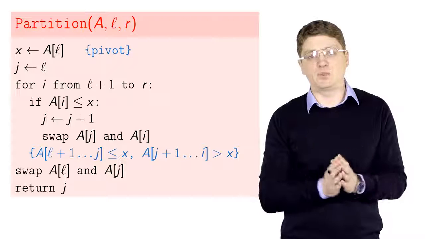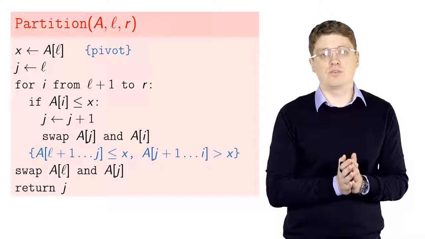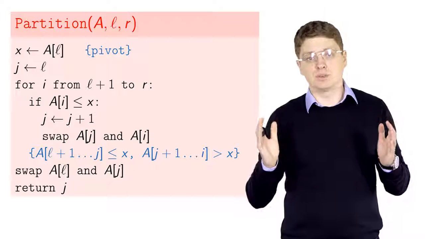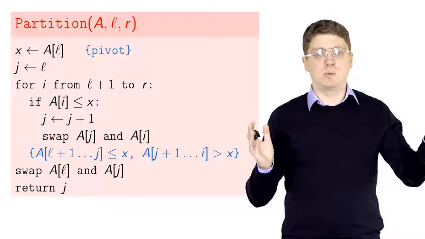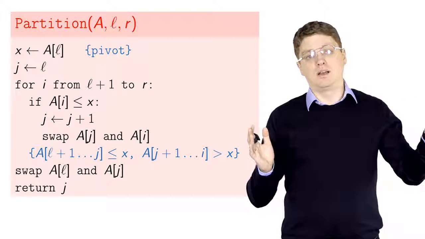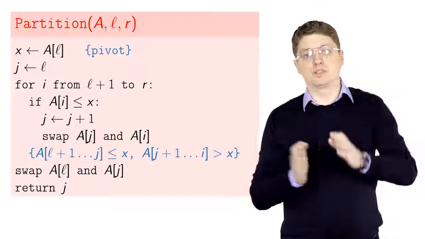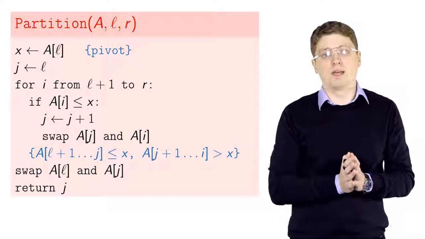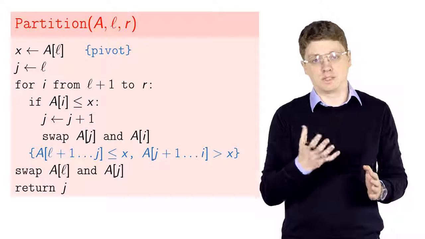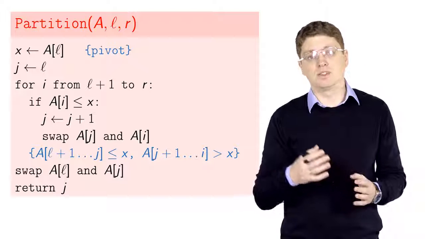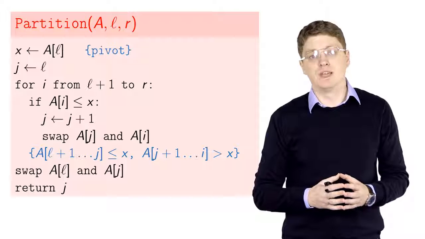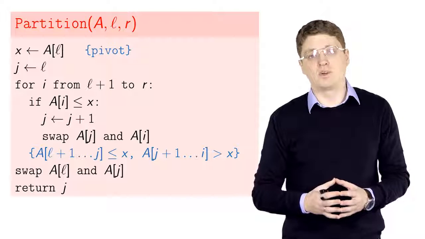So in the very end, when I reaches the value of R, we also need to place our initial element that stays at the beginning, our pivot, between our two regions. So for this we just swap element A of L, so this is our pivot, with element A of J. And we then return the value j as the index of our pivot element.